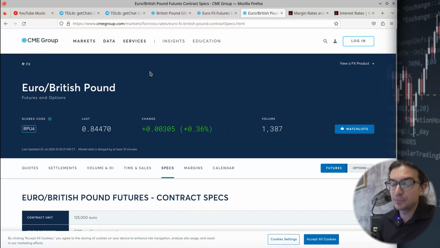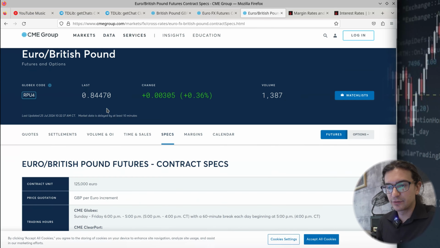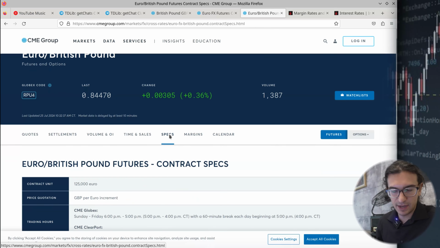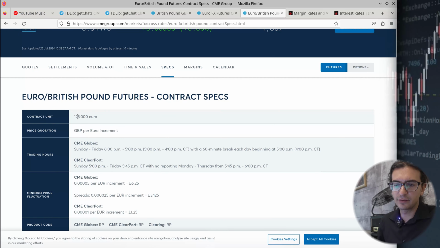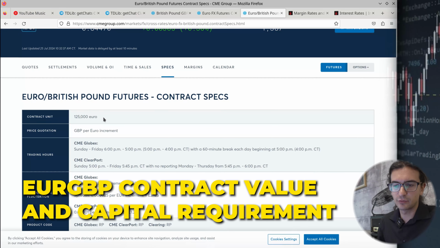You could either do a Google search for CME EUR.GBP futures, and you would basically get brought to this page right here. So this is the futures contract for euro against the British pound. And then you would select specifications. It will tell you that the notional size for each of these futures contracts is 125,000 euro. So the total value of the futures contract is 125,000 euro.